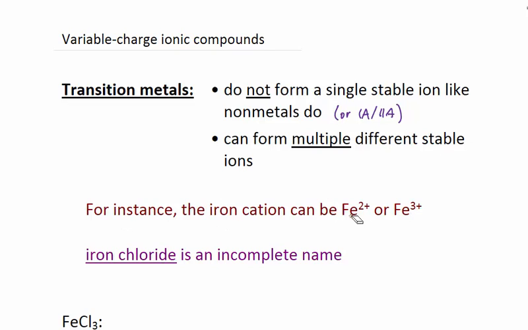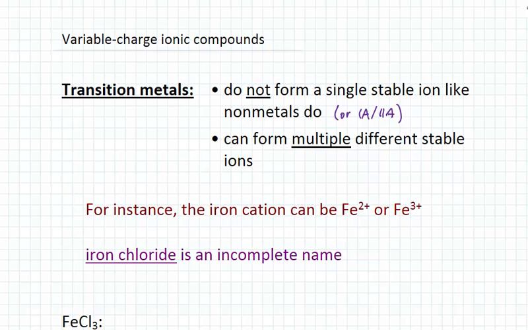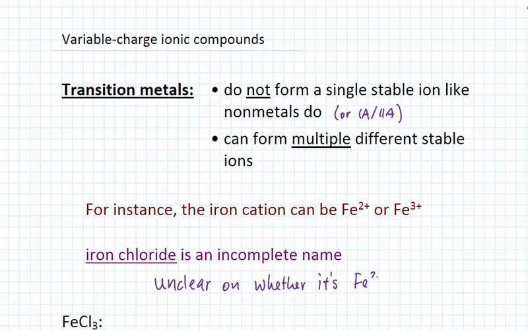So, for instance, iron. The iron cation in different compounds is sometimes 2 plus, and in other compounds it's sometimes 3 plus. Okay? So, you can understand how something like iron chloride would be an incomplete name, because names of ionic compounds describe the ions. If we just say iron, we're not sure which of the possible iron cations we're talking about. That's unclear on whether it is Fe2 plus or Fe3 plus.